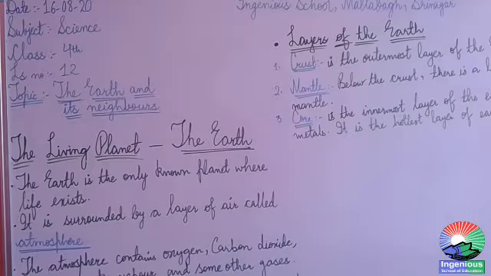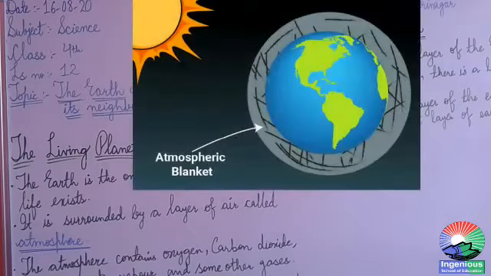So atmosphere is a layer of air. It is just like a blanket of air that surrounds the earth.